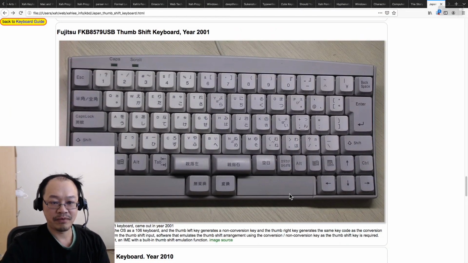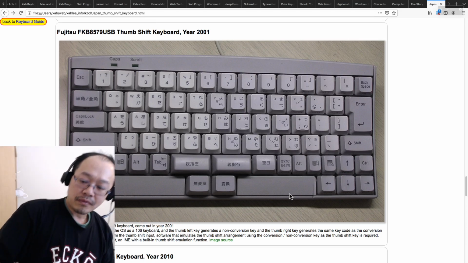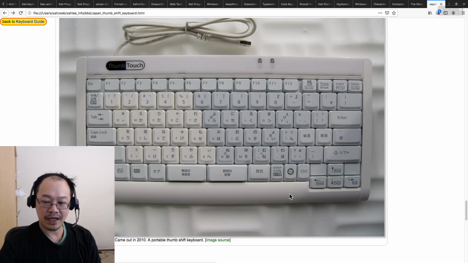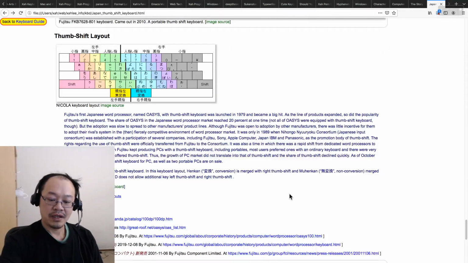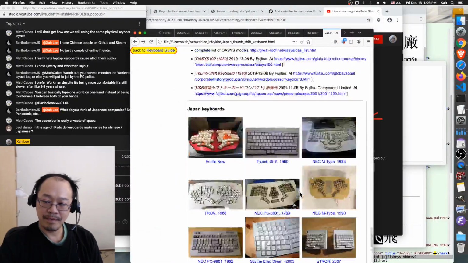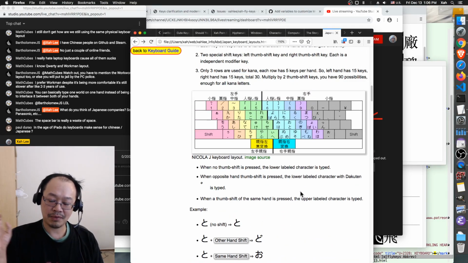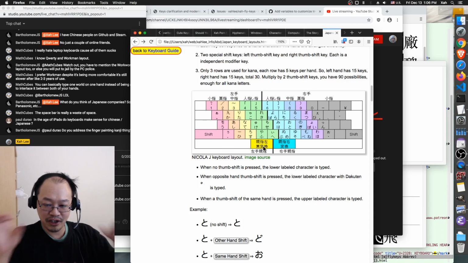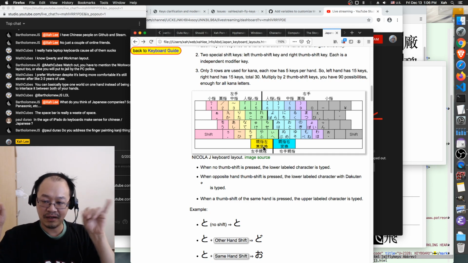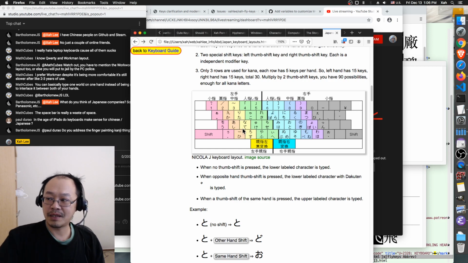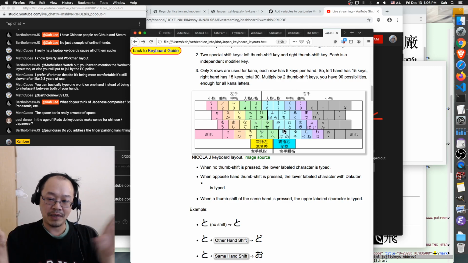So this one is from Fujitsu, year 2001. And then you have this one from year 2010. Okay, thumb shift. Now, should I explain how it works? Okay, let me explain. So why is this efficient? First of all, you've got thumb shift, which is much better than shift using your pinky. But that's not the point. The main thing is that this system is based on kana.